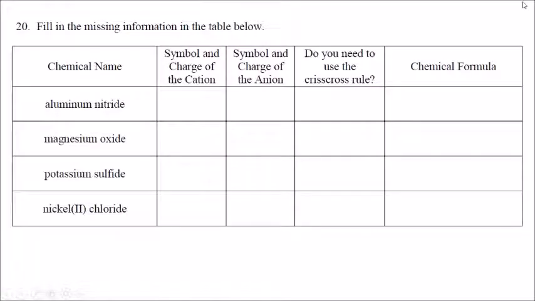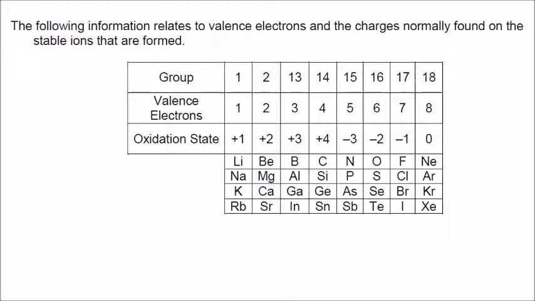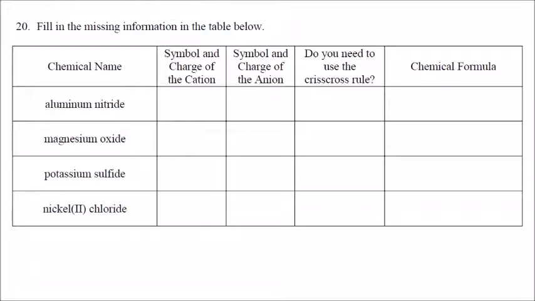In number 20, we have to fill in the missing information in the table below. Remember that all of the ions in group 1 will be +1, group 2 +2, group 13 +3, group 15 -3, group 16 -2, group 17 halogens -1. So based on the location of these elements in the periodic table, aluminum's +3, magnesium is +2, potassium is +1, nickel is a transition metal, but the Roman numeral tells us that nickel has a charge of +2 in this case. Nitrogen's -3, oxygen's -2, sulfur is also -2, and chlorine is -1.